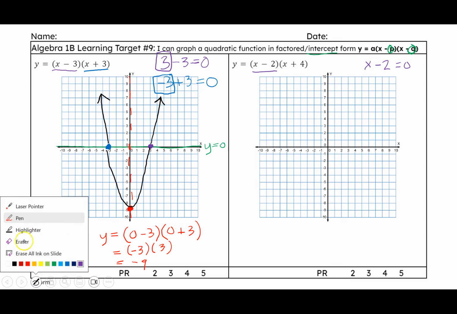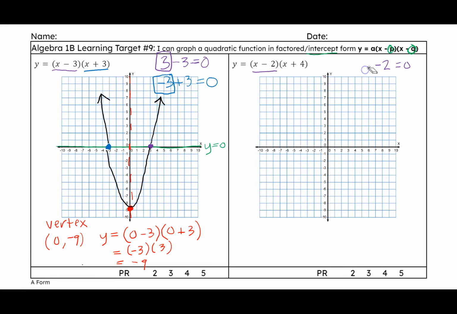So let's change that x. I know what it is now. It's not just x. It's got to be a 2. That's going to be one of my x-intercepts here at positive 2.